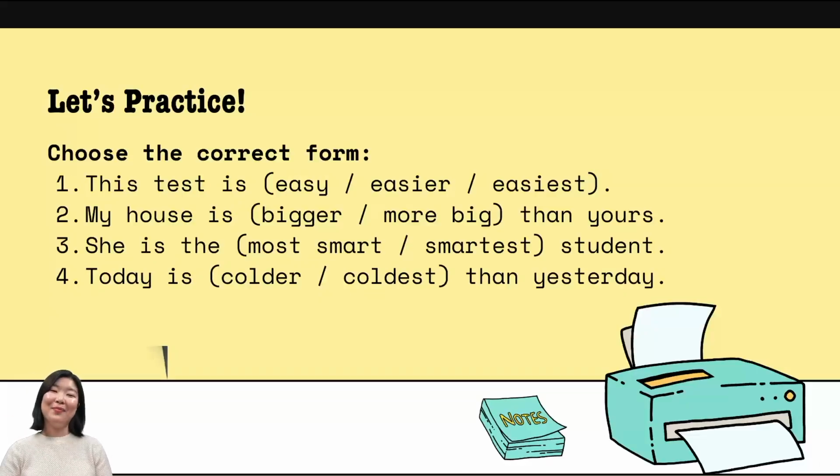Let's practice. Choose the correct form. Number 1. This test is easy. You're not comparing anything here. Number 2. My house is bigger than yours. Number 3. She is the smartest student. Number 4. Today is colder than yesterday. If you got that, perfect.